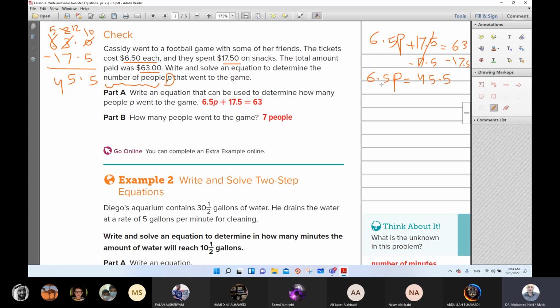Then remove the coefficient. Divide the two sides by the coefficient 6.5. 6.5 divided by 6.5 will be the variable p, and 45.5 divided by 6.5 will be 7. So the answer will be 7.